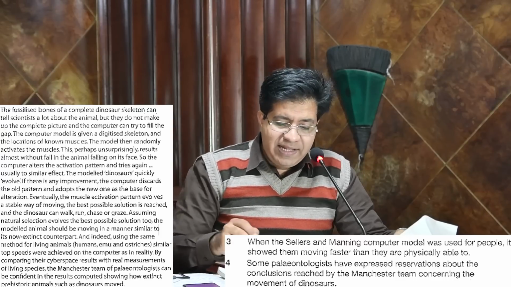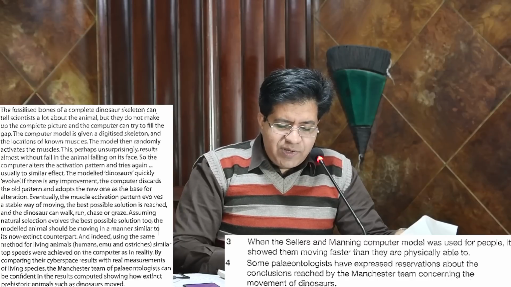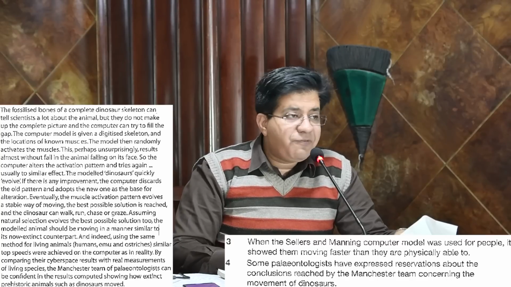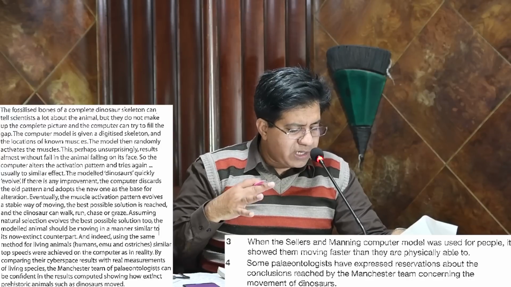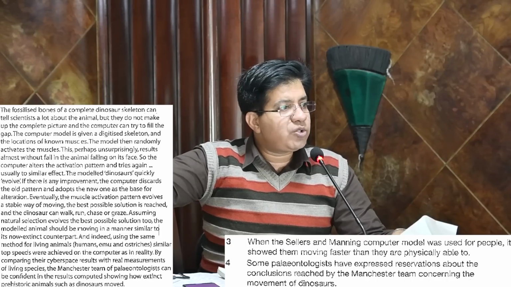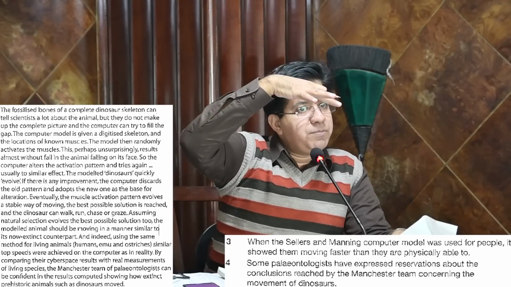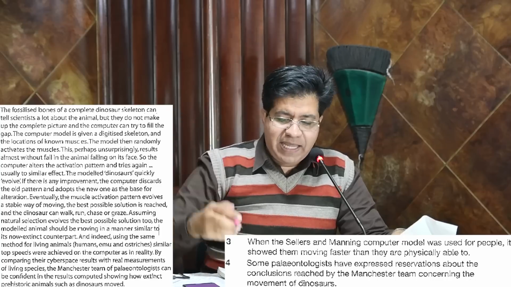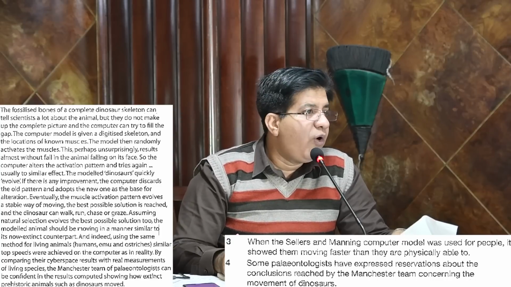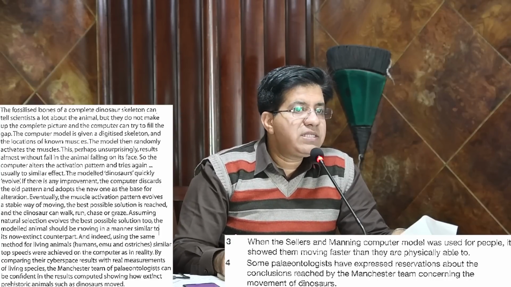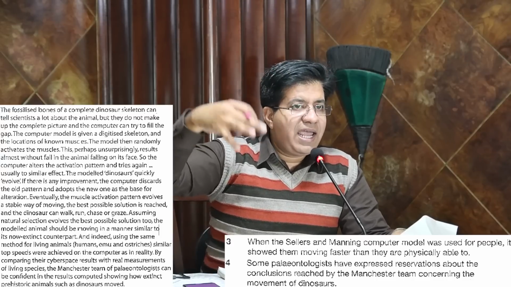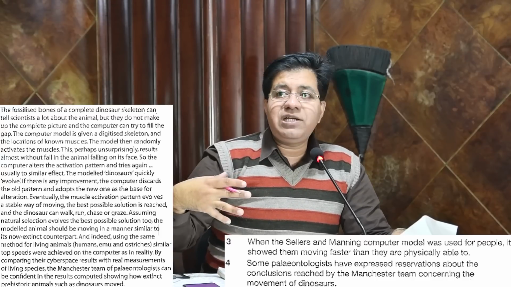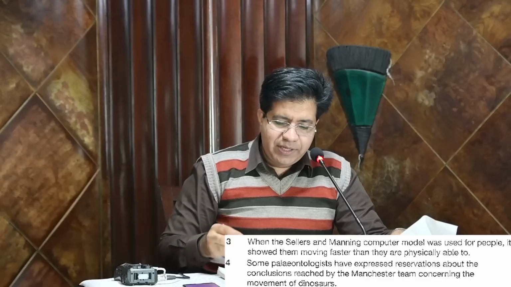And try to understand that. They say in the question, moving faster than they are physically able to. And there they say, top speeds were achieved on the computer as in reality. Means, in reality also they have the top speeds. So in computer also they have the top speed. So it's the same. That is why the answer is false. They were not faster. Is this clear? Okay, underline this. If you don't understand now, read it again, translate it into your language, and you will be clear about it.